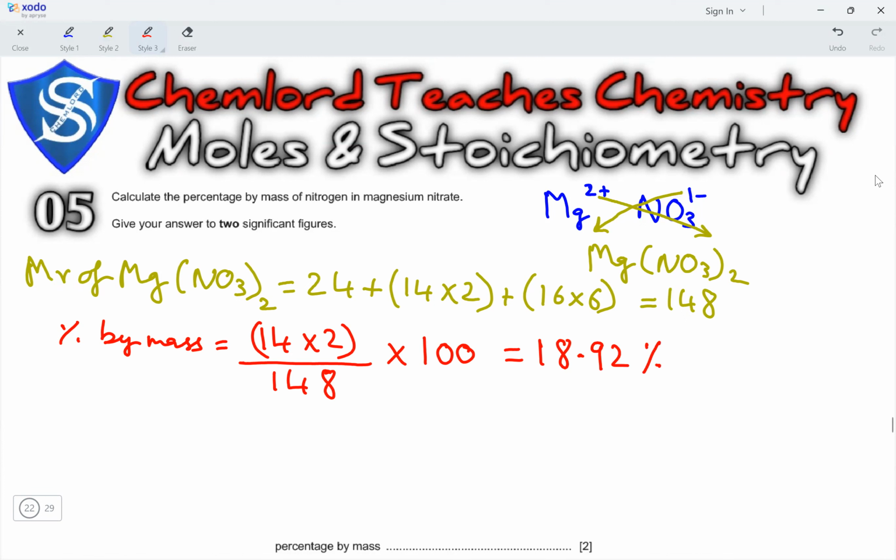Ending up with a percentage value of 18.92%. And since it is stated that we need to give our answer to two significant figures, this will be rounded up to 19%. So the percentage by mass of nitrogen in magnesium nitrate is 19%.